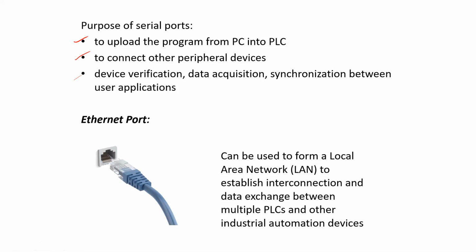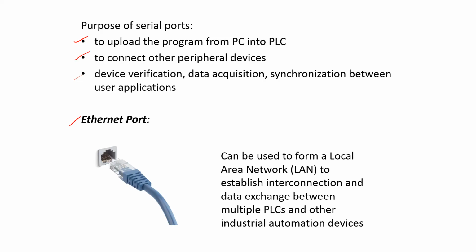communication ports. And many PLCs also contain an Ethernet port. So using the Ethernet port, different PLC boards can be interconnected. So by connecting different PLC boards, a sort of local area network can be formed. So information or data from one PLC board to another PLC board can be transferred, and some other function can be carried out in the other PLC.